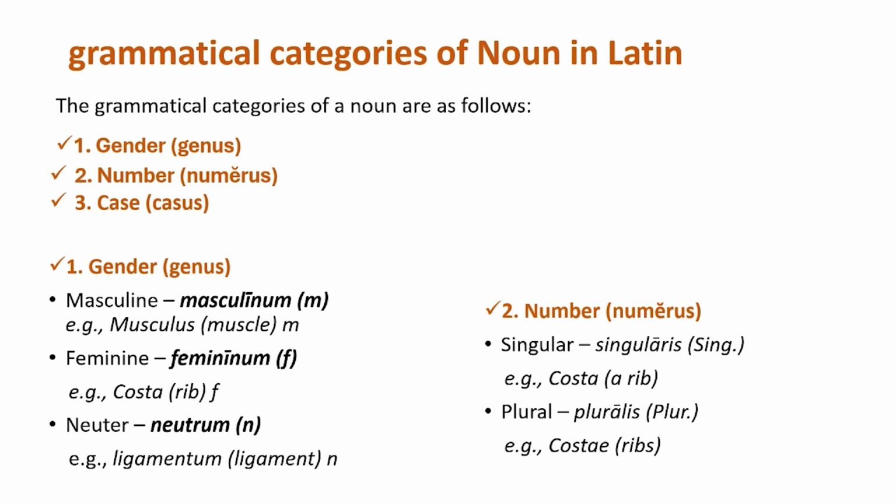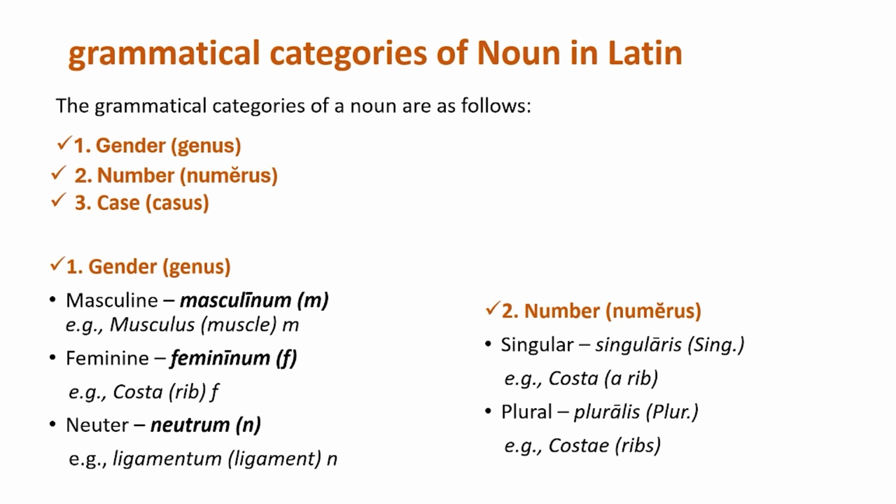In English, we do not have gender for words or nouns. However, in Latin, we do have gender for the noun. There are three genders. In Latin, gender is referred to as genus. So the genders are masculine or masculinum, the feminine or femininum, and the third one is neutral gender or neutrum. So these are the three genders for nouns.